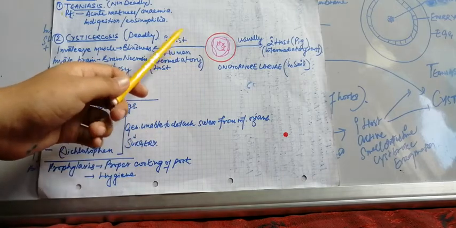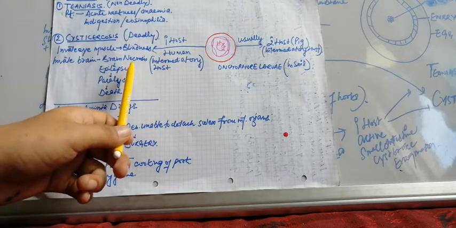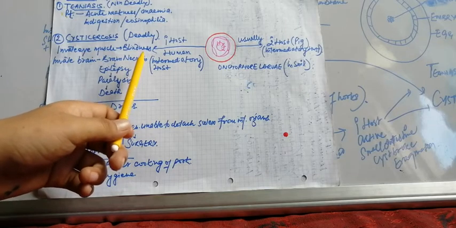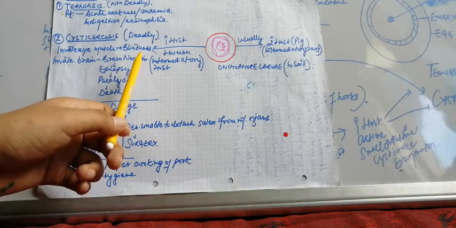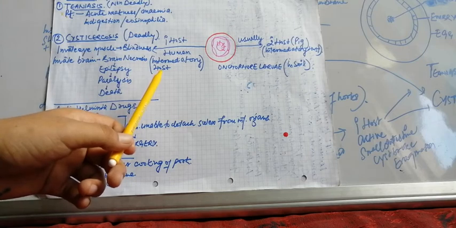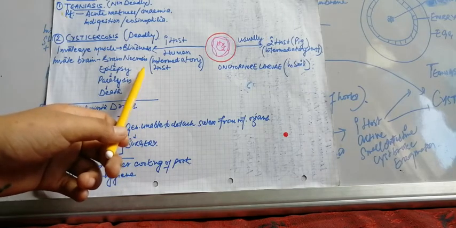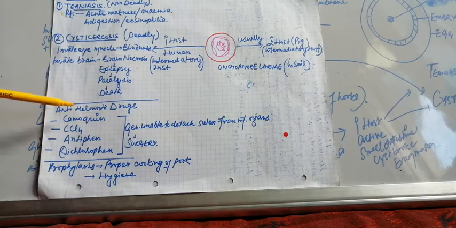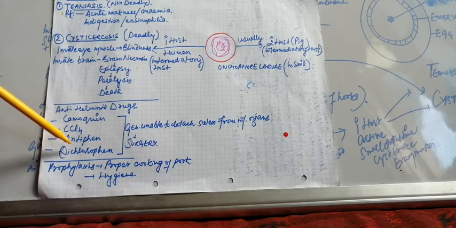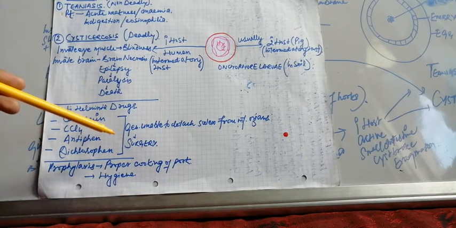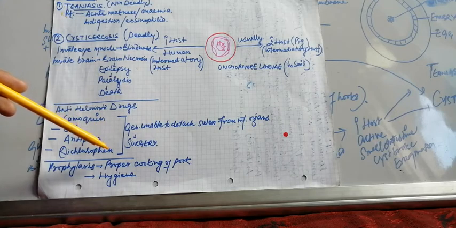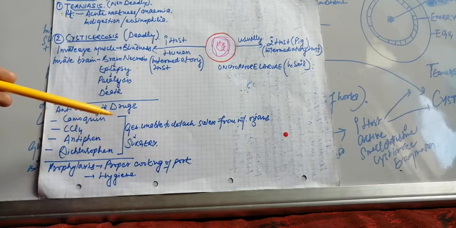Later on, development of the larva occurs in the human, and it can invade the eye muscle and cause blindness, or it can invade the brain and cause brain necrosis, which eventually will cause epilepsy, paralysis, or can cause death. So this stage is deadly. We have some anti-helminth drugs as well, which are camoquine, carbon tetrachloride, antifen, and dichlorofen. Usually these drugs are unable to detach the cysticercus from the infected organs, so surgery is required.